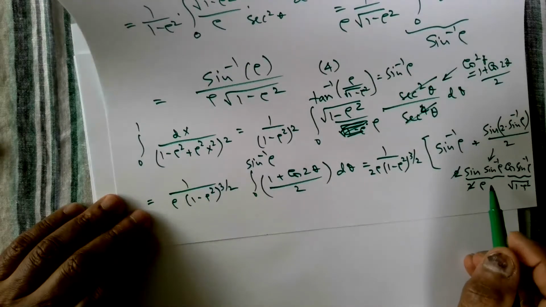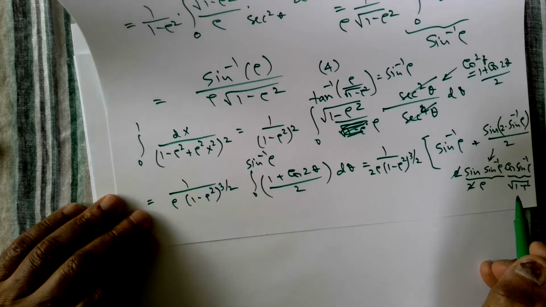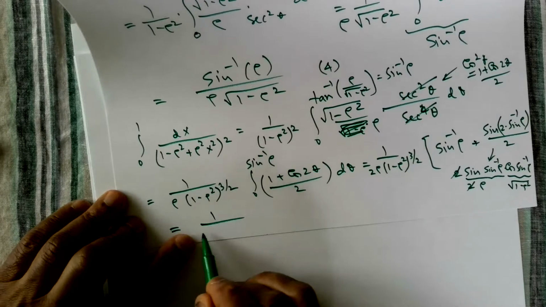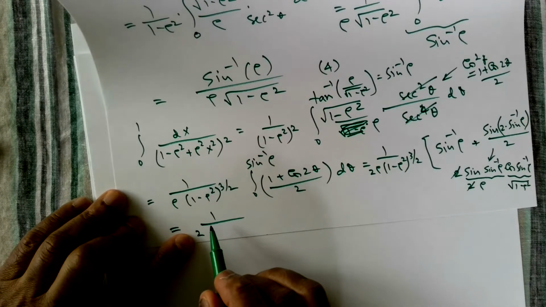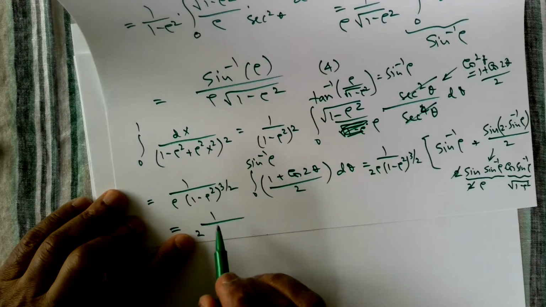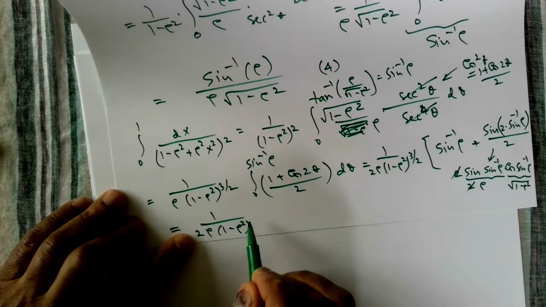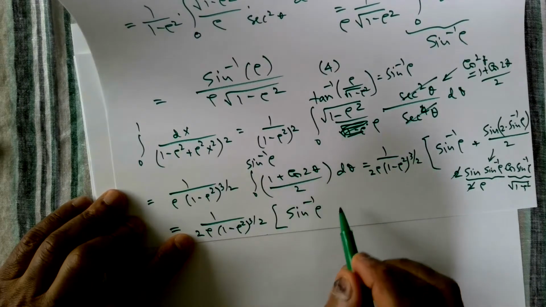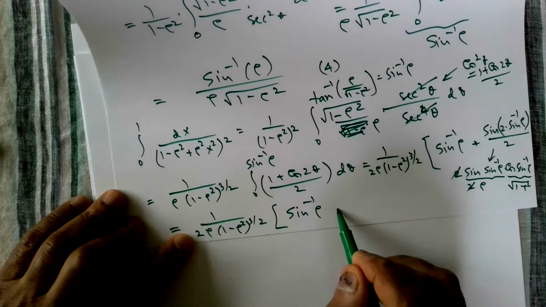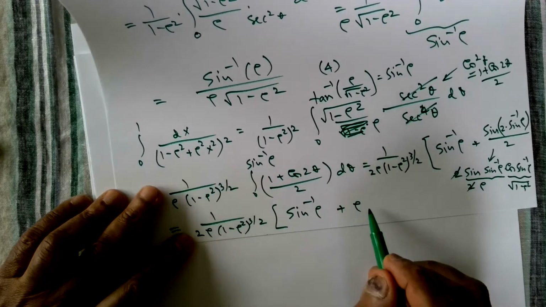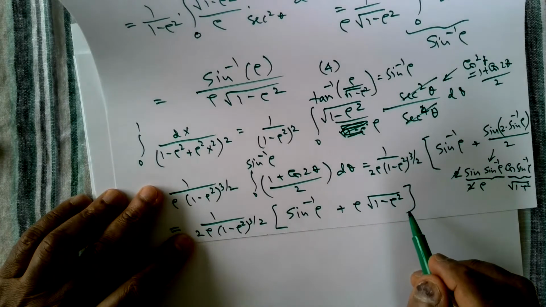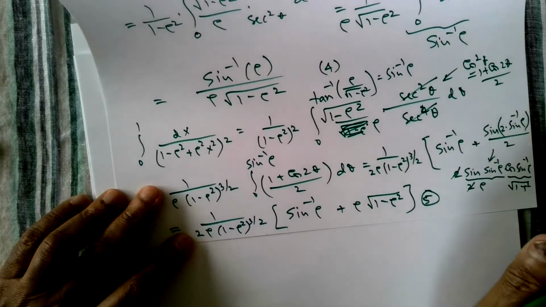So this answer, let's write it down. This is 1 over 2 rho, 1 minus rho squared to the power 3 by 2. I think we have all the terms: sine inverse rho plus rho square root of 1 minus rho squared. So that's the answer to the second integral. I'm going to call it 5.